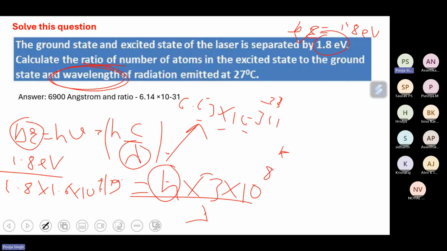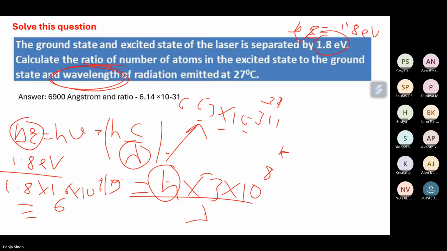So when you solve this, you will get the wavelength of the light, I think around 6900 angstrom. So this is how you can calculate the wavelength of the radiation.